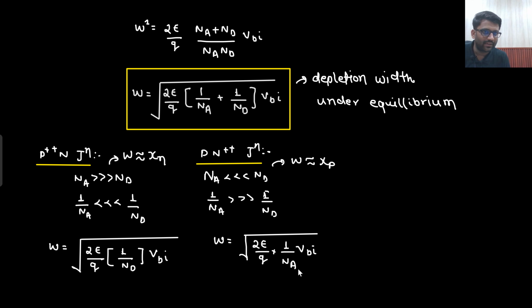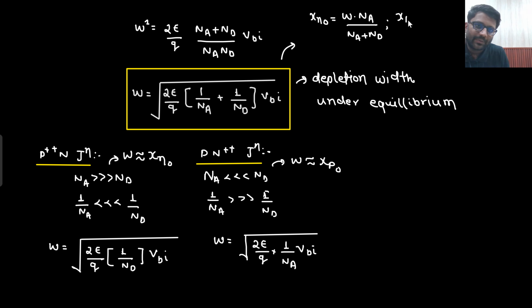Are you able to understand this point? So your whole discussion will shift towards the P, and here your whole discussion will shift towards N. Although they are not separate topics, in Neamen it is mentioned separately. So I just wrote it down here, nothing else. And in this case, what will be your Xn and Xp? Xn naught I should say, because we are talking about equilibrium condition. So from here, can you find out Xn naught? Yes, that would be equal to W into Na upon Na plus Nd.